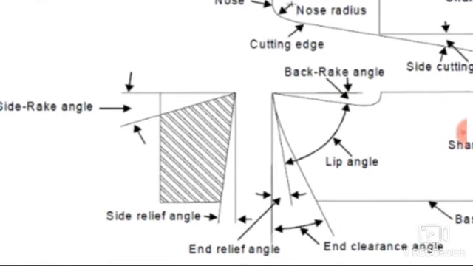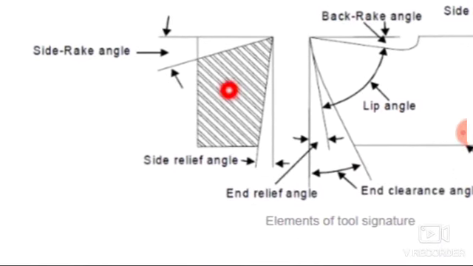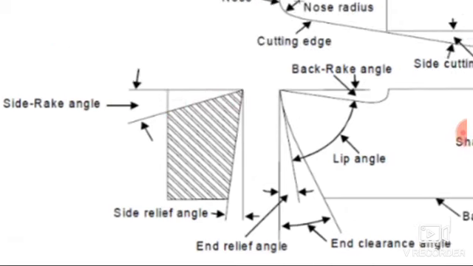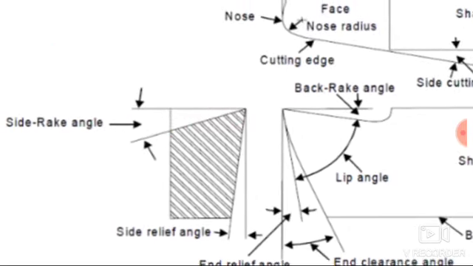Now this is the face of the cutting tool. This face of the cutting tool is making some angle with a line which is parallel to the base of the cutting tool, and that angle is known as the side rake angle. Okay, so this is the side rake angle.